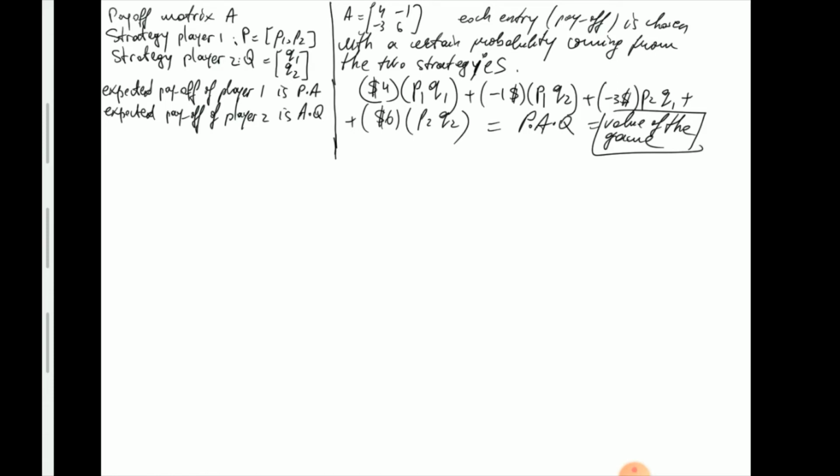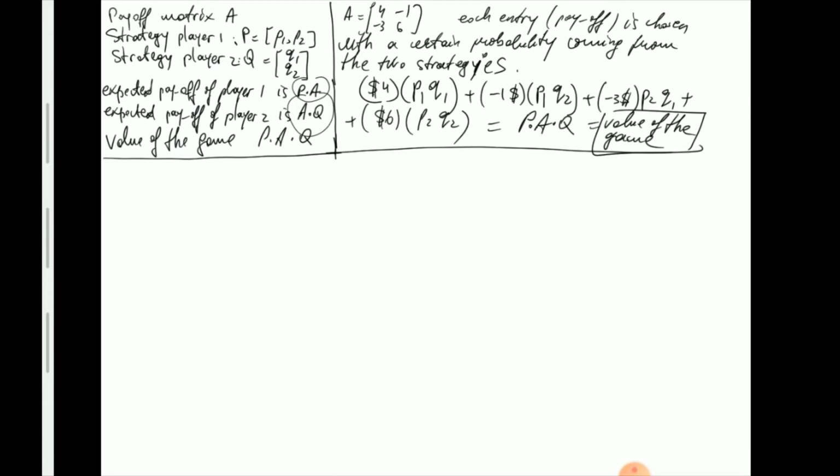So to summarize, the payoff for player 1 is a row matrix from P times A. The payoff for player 2 is A times Q. The value of the game is P times A times Q. So everything is combined essentially into 3 matrix multiplications, which is rather nice in a compact form, so to speak. Okay, so let's illustrate this with a couple of examples.